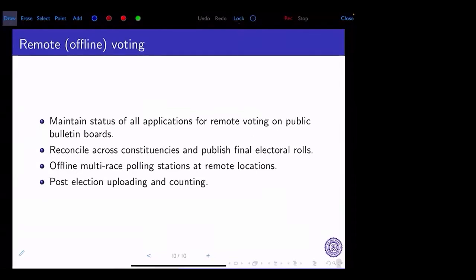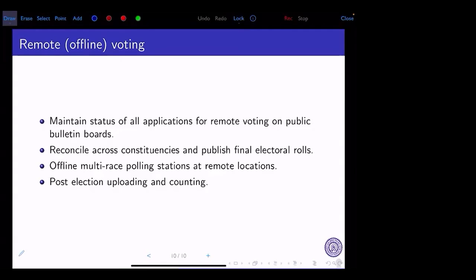Then there was this question about remote offline voting. There are 200 million migrants in India who do not vote. To my mind, the solution is, again, to take an application from them: whether they want to vote from their home in Begusarai or from Delhi, and for which constituency they want to vote. Maintain the status of all applications on public bulletin boards. Then reconcile across constituencies and publish final electoral rolls. Finally, hold offline multi-race polling stations at remote locations. For example, in Delhi, at a polling booth, you should hold multi-race polling, which means that for all 542 constituencies in the country, it should be possible to vote from Delhi.